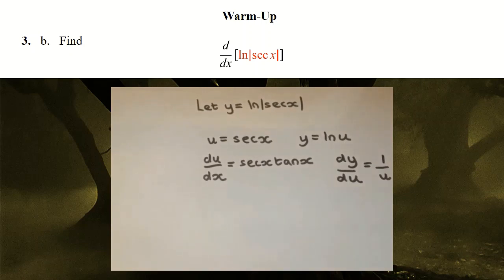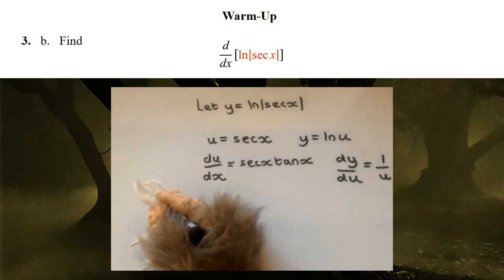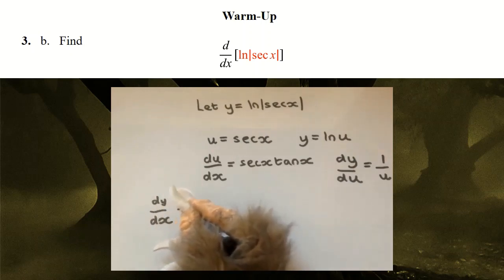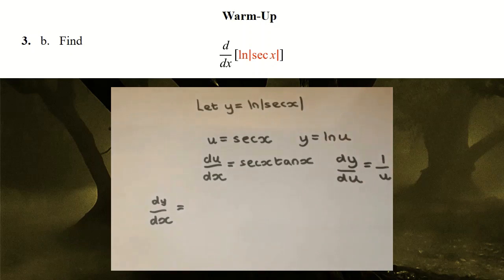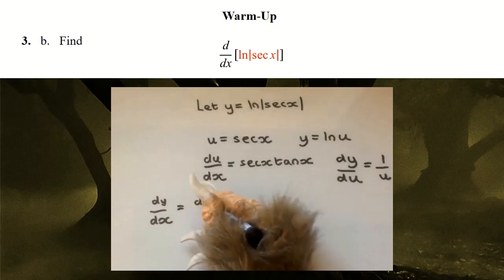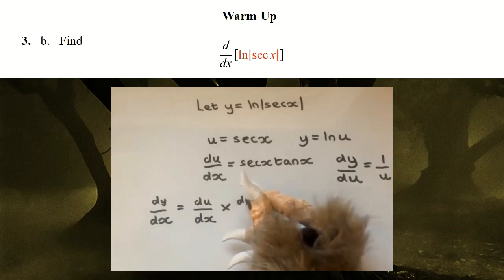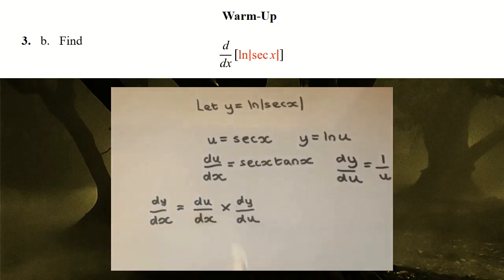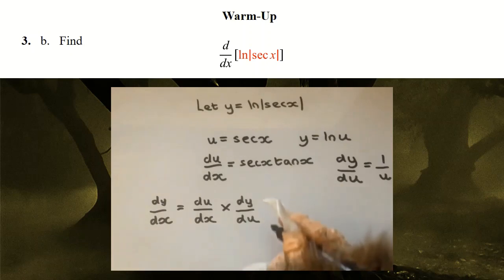Now, to finish off, we're going to put our two results together to find dy by dx. Okay, so let's write it out in full. Alright, so dy by dx is going to be equal to the product of our two derivatives. So that's going to be du by dx multiplied by dy by du. And notice that the du's will cancel in effect. You shouldn't really think like that, but it looks as though they will, and that will give us the dy by dx. So we just multiply the two derivatives together.